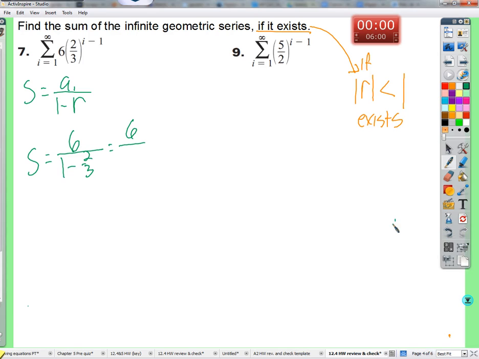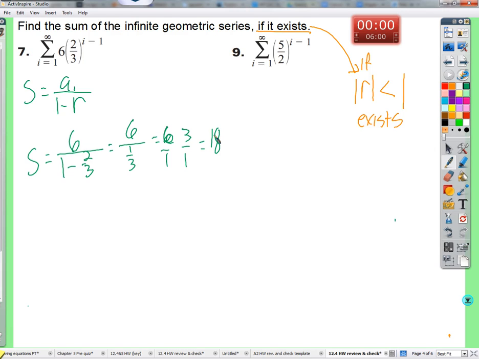1 minus 2 thirds is 1 third. 3 thirds minus 2 thirds is 1 third. How do we divide 6 by 1 third? 6 multiplied by 3 over 1. And now we have 18. I got one right. Maybe more.